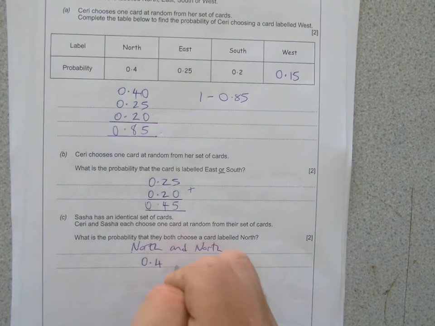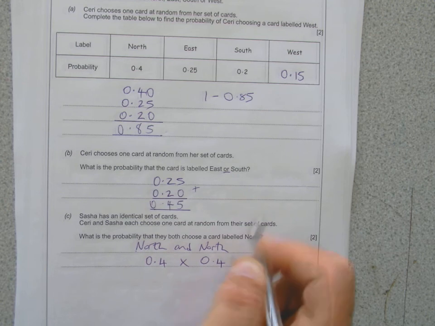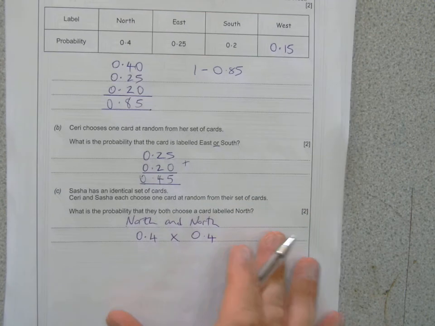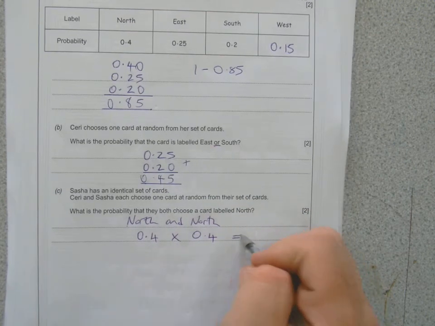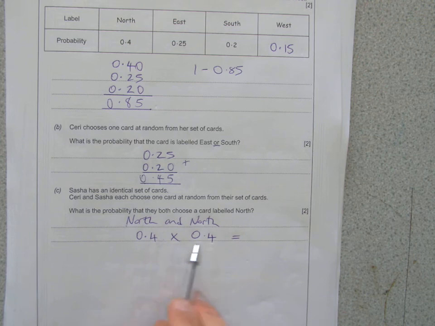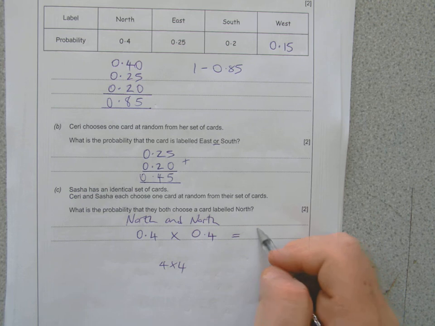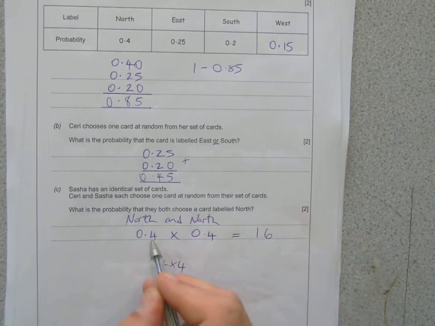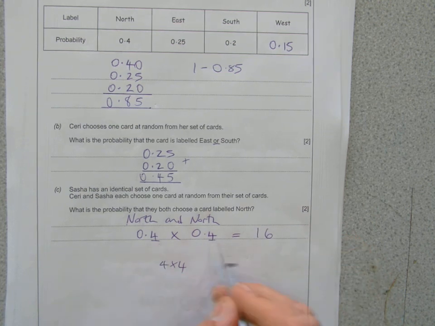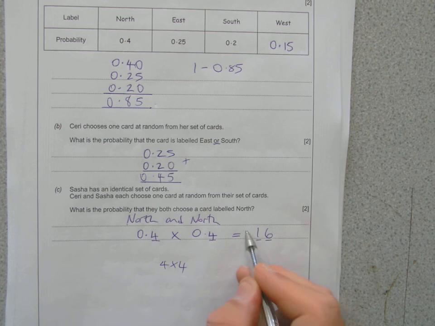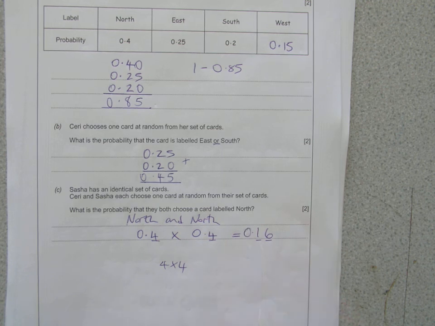0.4 times 0.4. And when you times decimals, it's really easy because you just ignore the decimal points. You just do 4 times 4 effectively, and 4 times 4 is 16. And then because in decimals, you look here, you've got 2 decimal places, so there's going to be 2 in the answer. So 0.16 is my final answer.